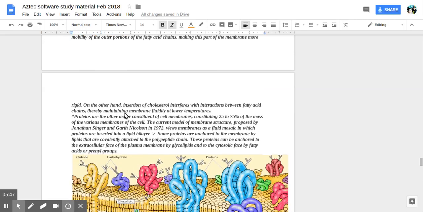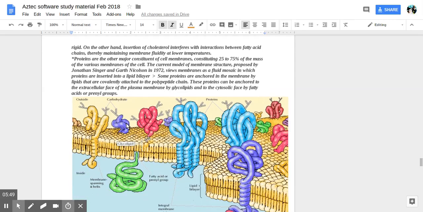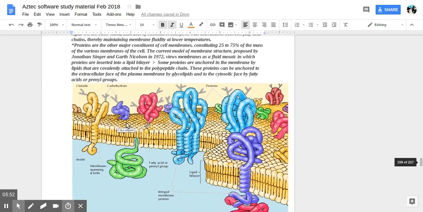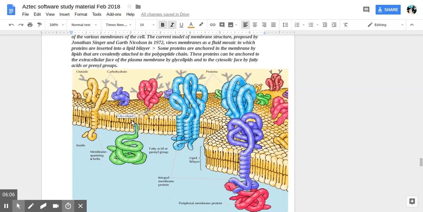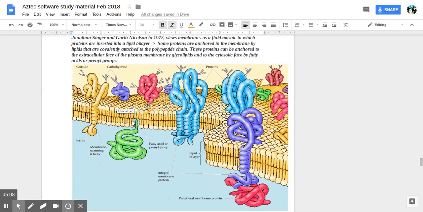Proteins are the other major constituent of cell membranes. As we noted earlier, 25 to 75% of membranes are proteins. This is a model first proposed by Jonathan Singer and Garth Nicholson in 1972, viewing membranes as a fluid mosaic in which proteins are inserted into the bilayer. Proteins are anchored in the membrane by lipids covalently attached to the polypeptide chain.